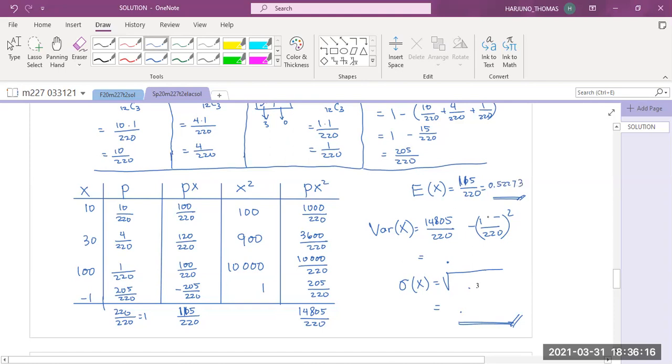That's 0.52273. And then 14,805 over 220 subtracted by that number, I get 67.02221. The square root of that, not that much different. That's 8.1618671.